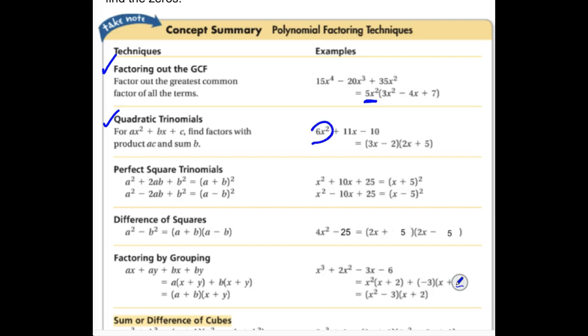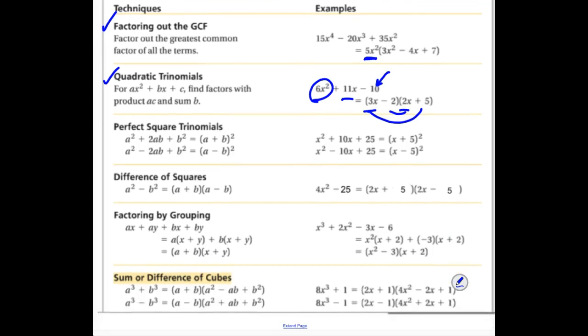We look at the 6x squared and look at ways we can break that apart, in this case the 3x and 2x. We look at factors of a negative 10. We have a couple options: negative 1 and 10, 1 and negative 10, negative 2 and 5, or 2 and negative 5. And then we basically do trial and error. We have to try foiling this back together and looking at insides and outsides to determine which one will get us the 11x in the middle.